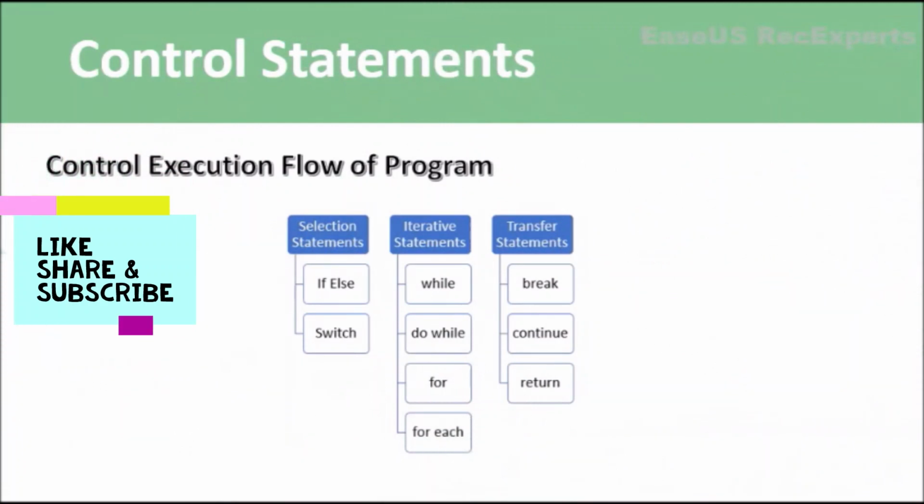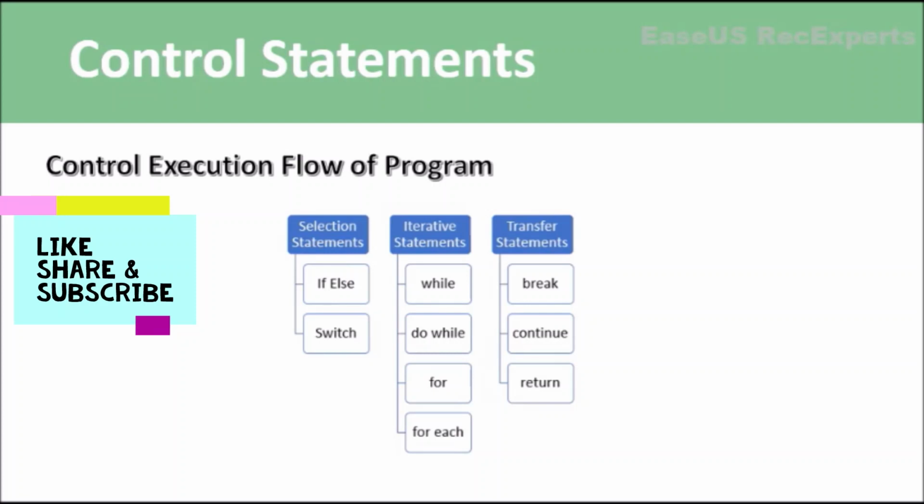Every Java program has a proper execution flow in which statements are executed at runtime. Control statements let you control the execution flow of the code based on some conditions. You can change the execution flow of the program. There are basically three types of such statements: first is selection statements, then iterative statements, and transfer statements.